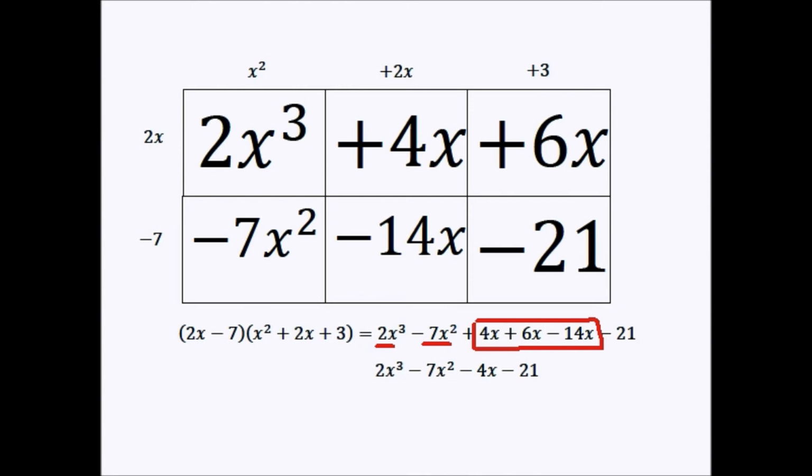So then we combine the like terms here in the box. I should have included that plus sign. We can combine all of that, and it gives us negative 4x, because 4 plus 6 is 10, minus 14 leaves us in the hole 4, so minus 4x. And that gives you your final answer. So you can use the box to multiply polynomials.